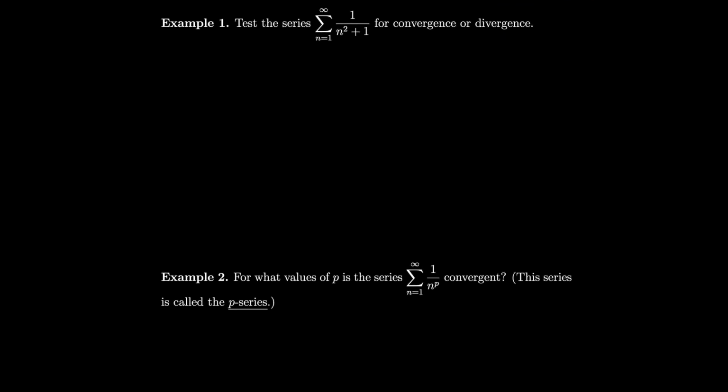Let's start by testing the series 1 over n squared plus 1 for convergence or divergence. So we need a corresponding function. Let's look at f of x equals 1 over x squared plus 1.